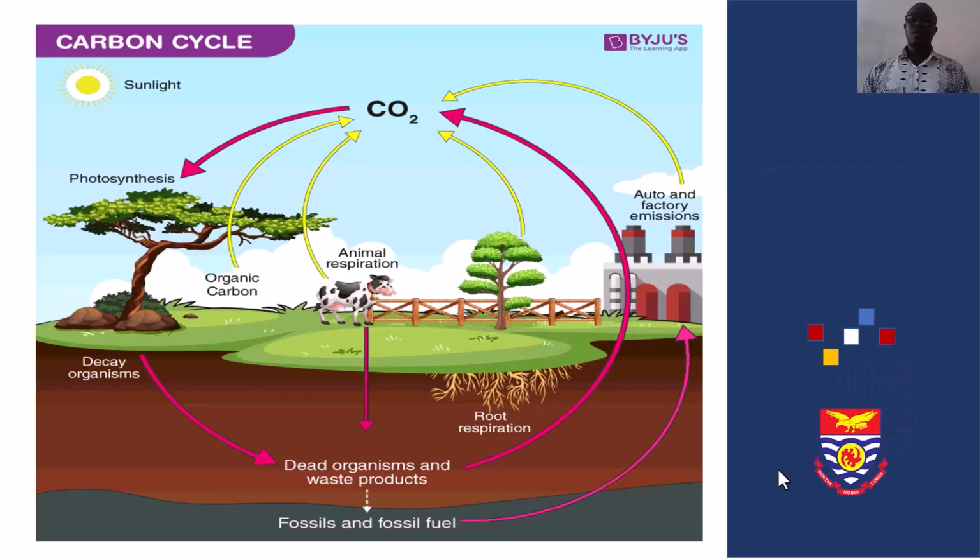So you have what actually goes on in the atmosphere. You have carbon dioxide, you have photosynthesis occurring, and there is decay of dead organisms and waste products, you have fossil fuels, and it's this cycling that brings about the carbon cycle.